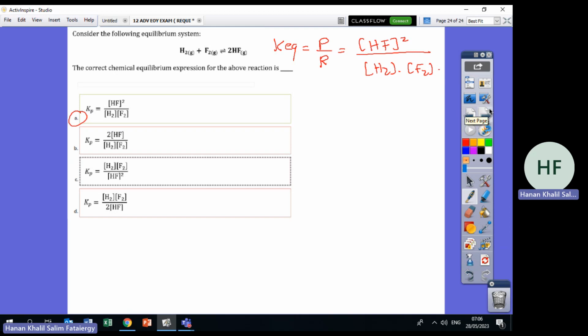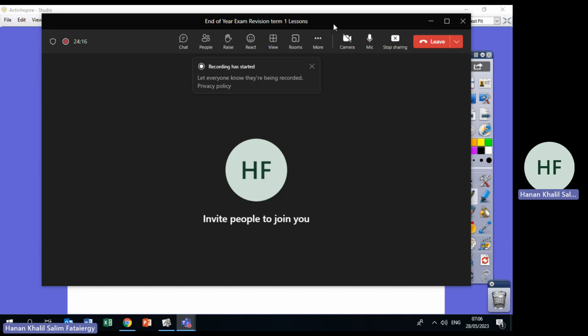Okay, yalla, this is a revision for term 1 material. These are the 3 things. If you didn't understand anything, go back to the lessons of term 1 and you will find the explanation in details.